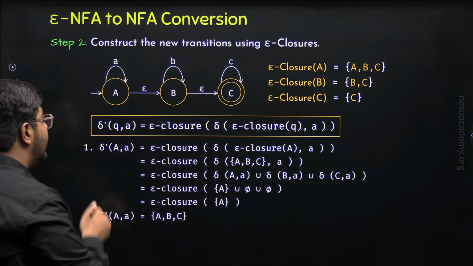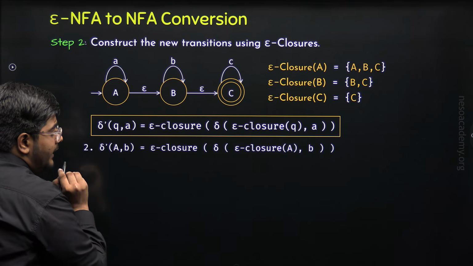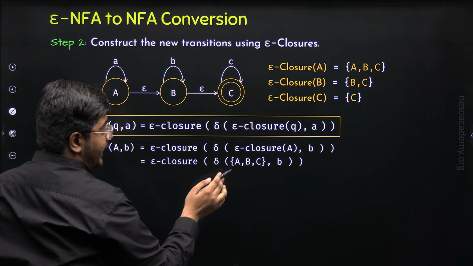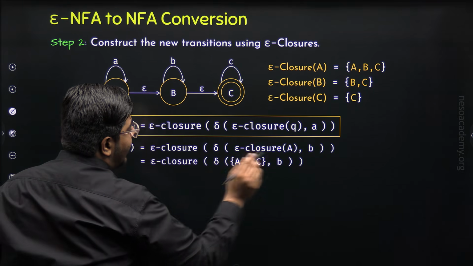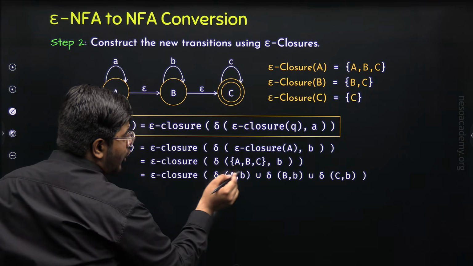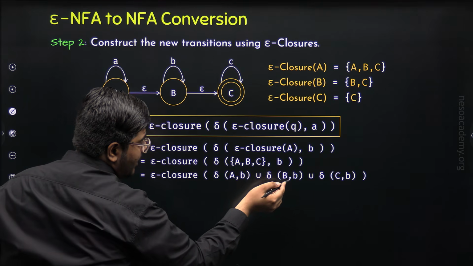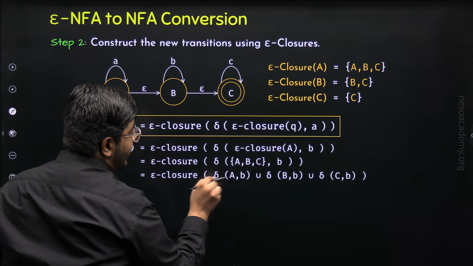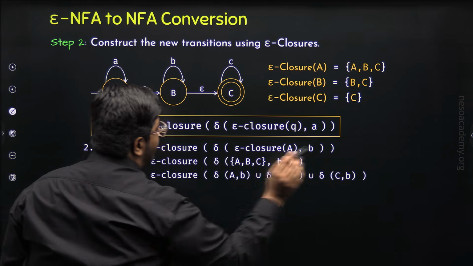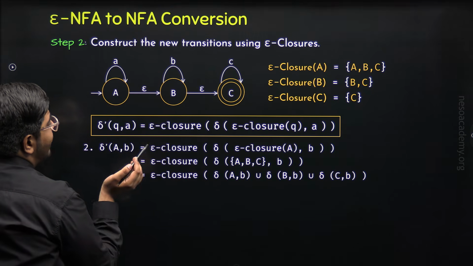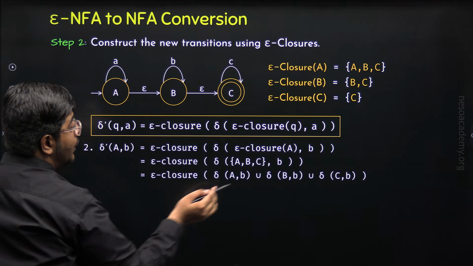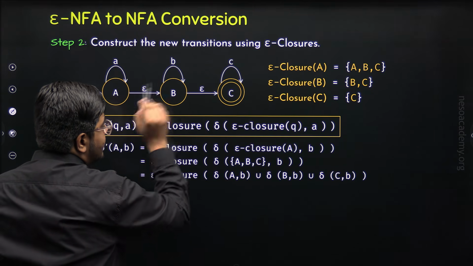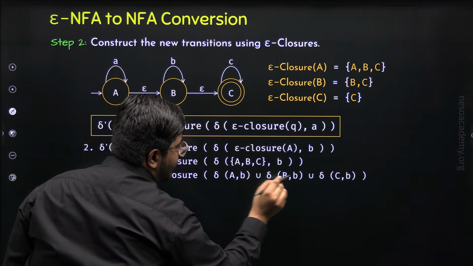Now we will find delta dash A comma B. Again, epsilon closure of A will be replaced by A comma B comma C, and this can be expanded as delta A comma B union delta B comma B union delta C comma B. And let's calculate A comma B, B comma B and C comma B. So A does not have any transition for input symbol B. For the state B, on getting input symbol B, the resulting state is also B. So this will be replaced by B.